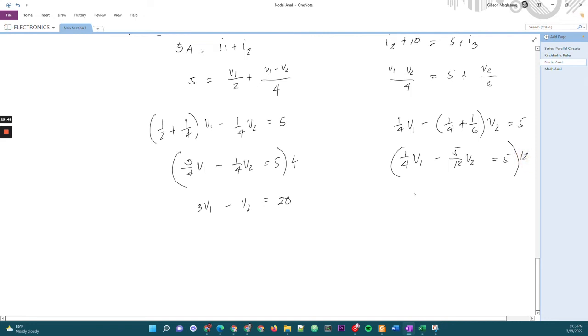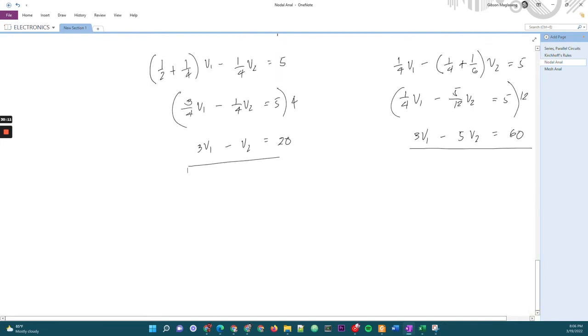Okay, so we have 3V1, wagtan ang nilaman dito. 3V1 minus 5V2 equals 60. Okay, so that gives us our equations. This is equation 1 and equation 2.